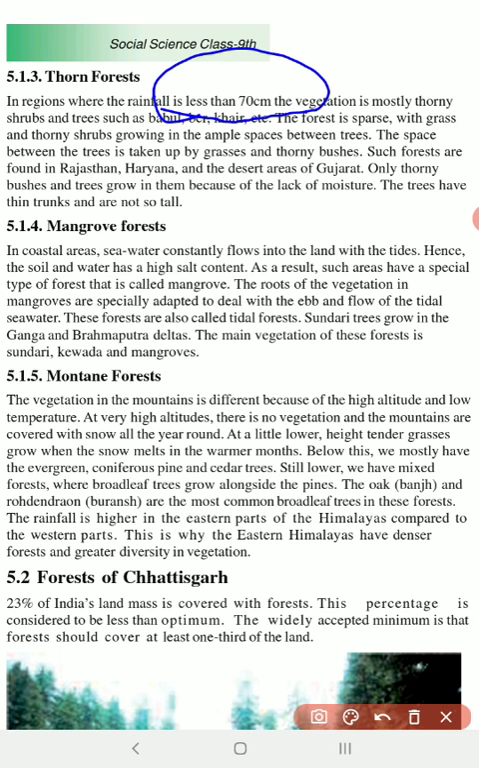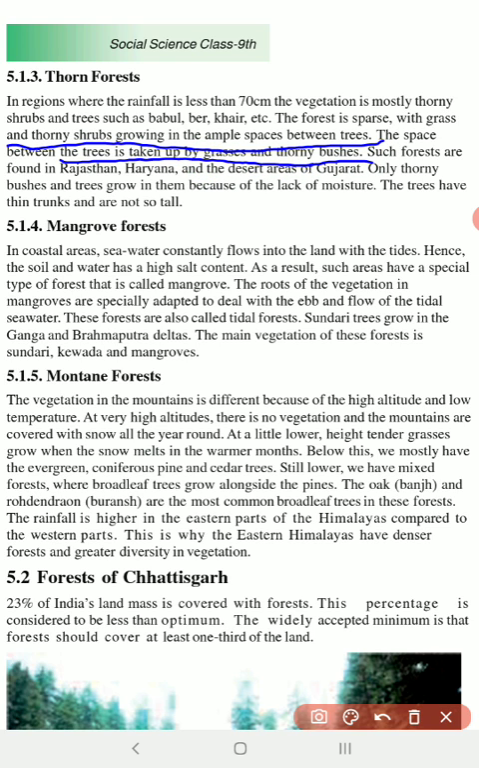No, so only 70 centimeter per year, and therefore vegetation is mostly thorny shrubs and trees such as babul, ber, khair. Okay, these kinds of trees they grow there. So this forest is sparse, which means very vast, with the grass and thorny shrubs growing in the ample spaces between the trees. Okay, the space between the trees is taken up by the grass and thorny bushes.